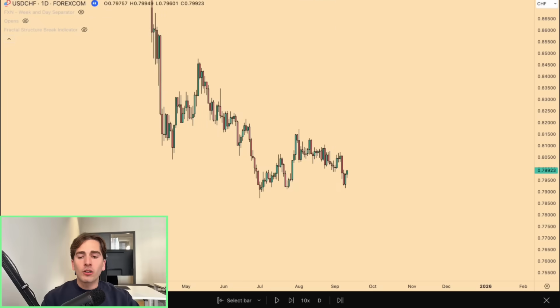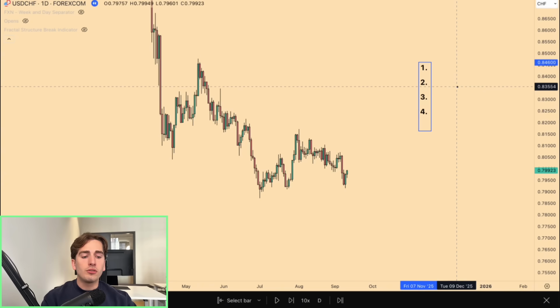We're here on the daily time frame on USD CHF, and I'm going to be running you guys through the entire trade breakdown from start to finish. And we're going to start by writing down the overall confluences that I use to take this trade. Now, the first piece of confluence that we love using is market structure.